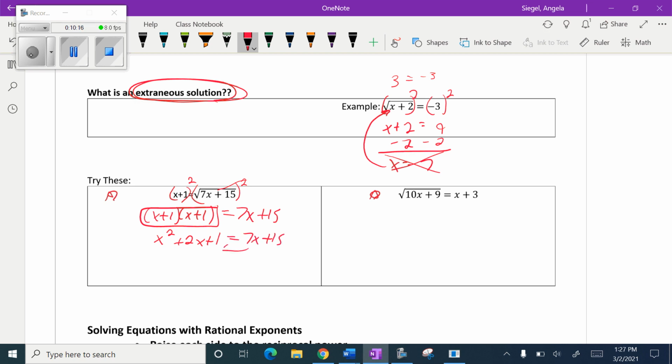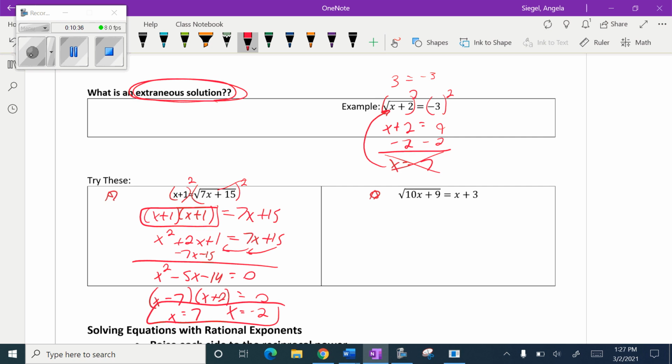So I'm going to move these over here, minus 7x minus 15. I get x squared minus 5x minus 14 equals 0. And then I'm going to factor that. So x minus 7, x plus 2. So x equals 7, x equals negative 2. I'm going to tell you, when you're checking for extraneous, a lot of times it's in the negatives. Not always, but sometimes. So go ahead and check those and see which one works and which one does not.